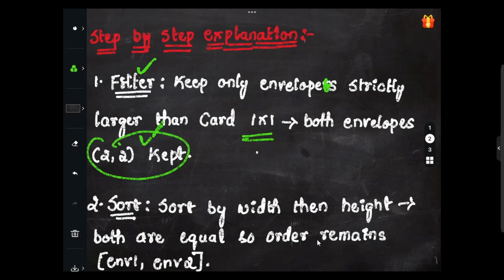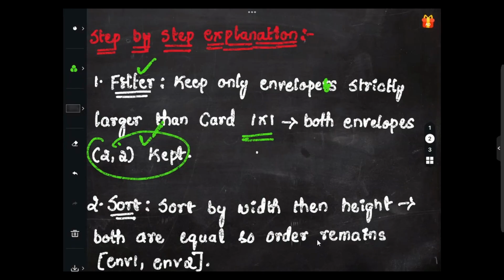You will understand this clearly when we write the code as well. I just wanted to say this because this is what we'll be doing, and the same thing will be implemented in the form of code. So we'll keep only envelopes strictly larger than the card, nothing but 1 into 1, and both envelopes 2, 2 are kept. We know this. Now let's move on with the sorting.